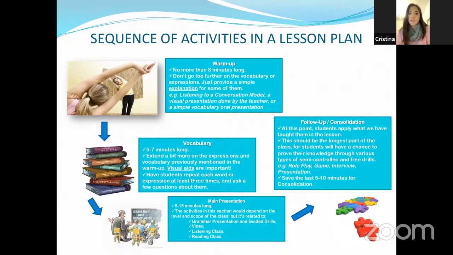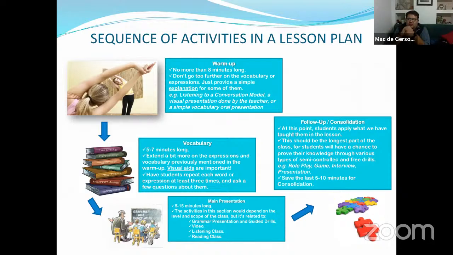Don't go too far on the vocabulary or expressions. Just provide a simple explanation for some of them. Example, listening to a conversation model, a visual presentation done by the teacher, or a simple vocabulary oral presentation. Good. It makes sense, no? It's basically what we just discussed.